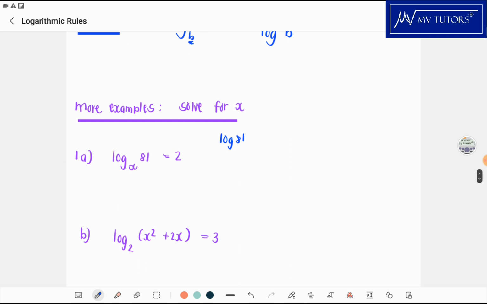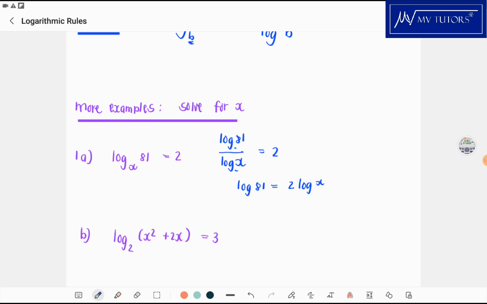Log 81 over log x is basically equal to 2. And then I can take the log x to the other side. Okay, do some mathematics gymnastics. So we have 2 log x. By the way, if the base is not written, you can assume that it's 10.